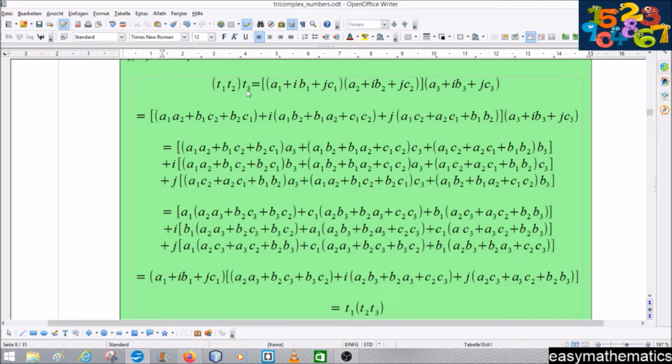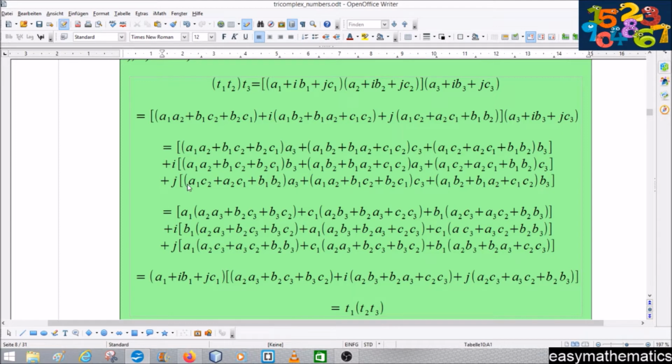quantity times t3. We use the definition of t1, t2 and t3, so they are of the form a1 plus i b1 plus j c1, and so on. Okay. Then we multiply t1 and t2 with the multiplication rules we've seen before. This becomes the second line. Then we multiply again, so we distribute again with the multiplication rules, and this becomes the third line. So here is the component belonging to the unit 1, here is the component to the unit i, and here is the component to the unit j.